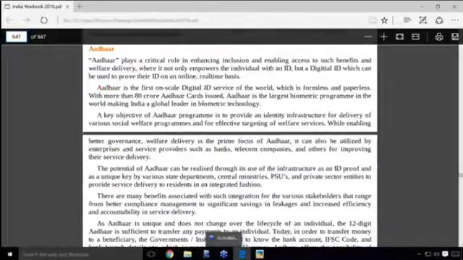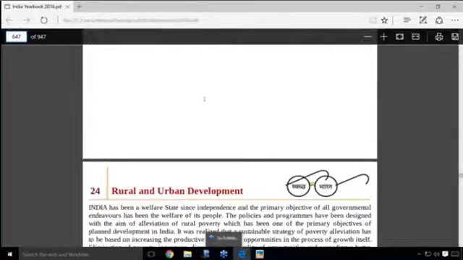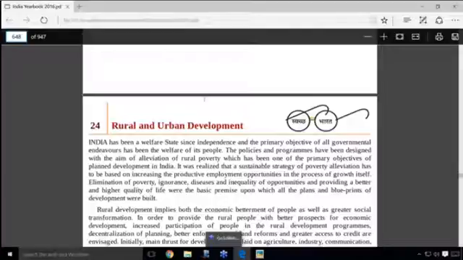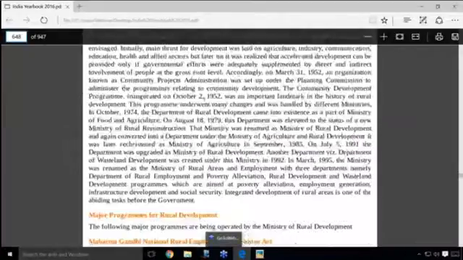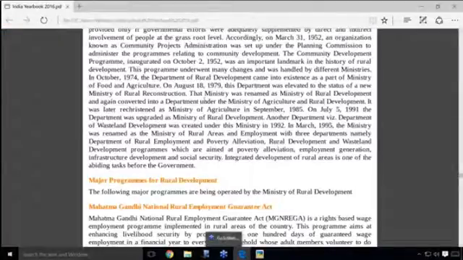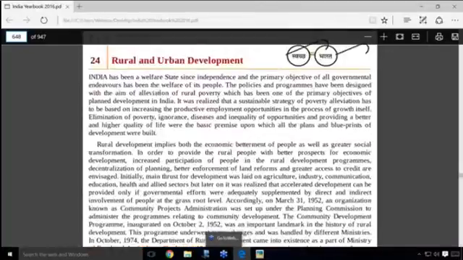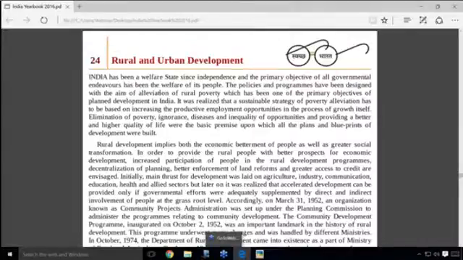All this information is actually present in the next chapter. We'll be seeing it. So apart from that, the planning chapter is done. Let's move to the next chapter. In the last chapter for the day, rural and urban development.